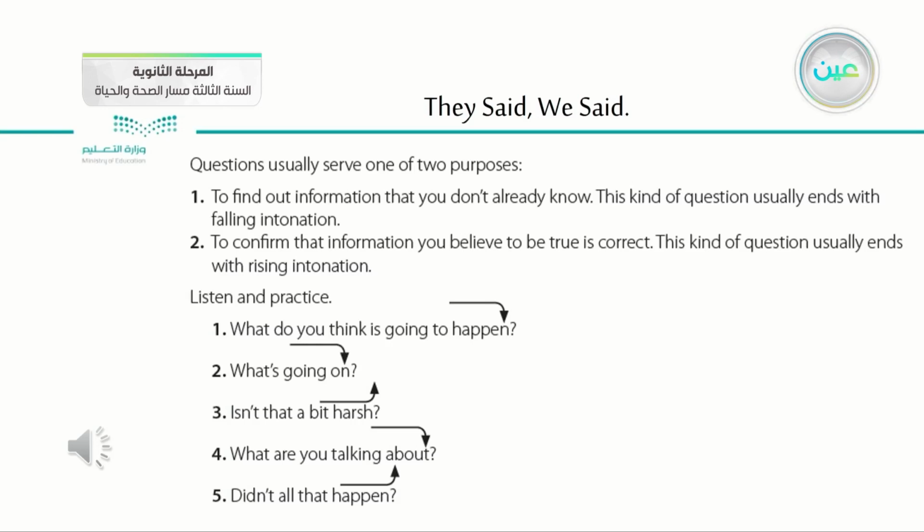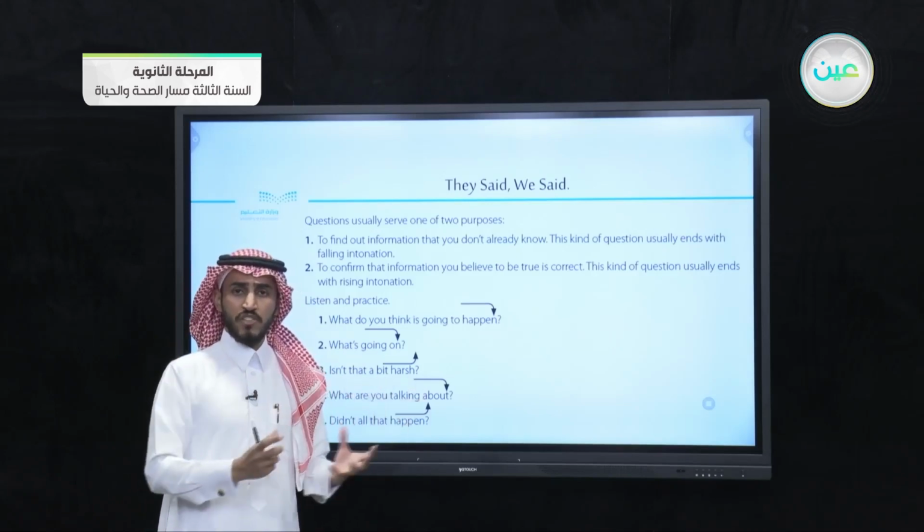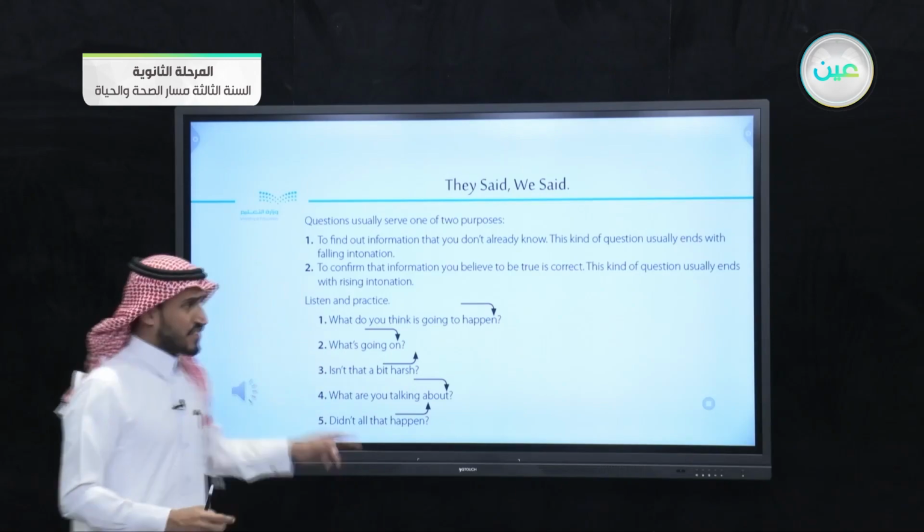On the other hand, if you look at number 3, isn't that a bit harsh? We have an arrow that is going up. What does that mean? It means that the question ends with a rising intonation. So we have 2 types. Falling intonation, like number 1 and 2 and 4, where the question ends with a falling intonation, and as you can notice, there are arrows going down. Number 3 and 5 end with rising intonation, and they have arrows that are going up. Now you can go back and listen to the way the speaker pronounces each one of these questions and repeat with them.